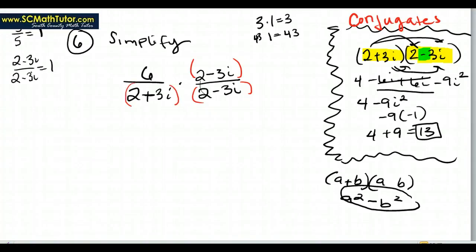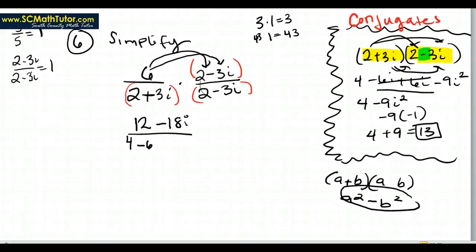As you can see, on the bottom you have FOIL. On the top, you have distributive property. So 6 times 2 is 12. 6 times a negative 3i is negative 18i. And then on the bottom, 2 times 2 is 4. You're FOILing. 2 times a negative 3i is negative 6i. 3i times 2 is positive 6i. 3i times a negative 3i is negative 9i squared.